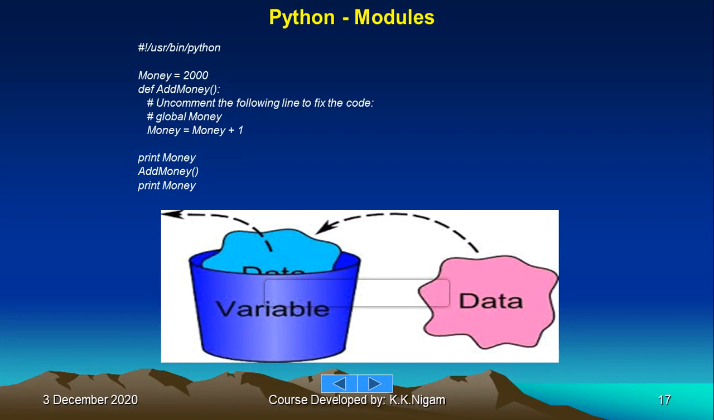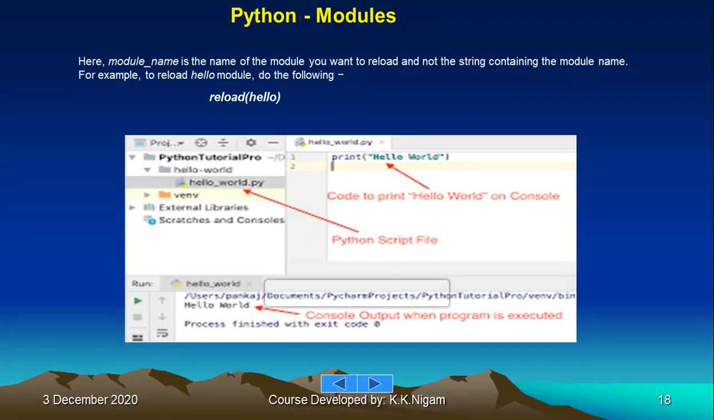Like the example: money is equal to 2000, def add money, then the comment that is mentioned, and then money is equal to money plus 1. So money is taken as a variable, and then you can add 1 to that. When you print money after calling add money, you can see the output according to that.